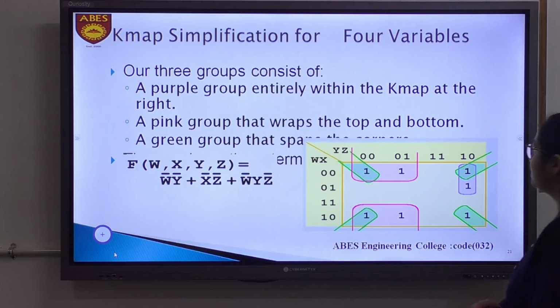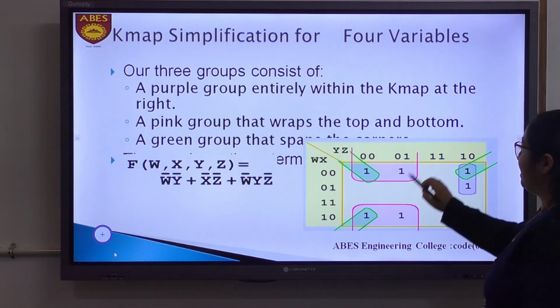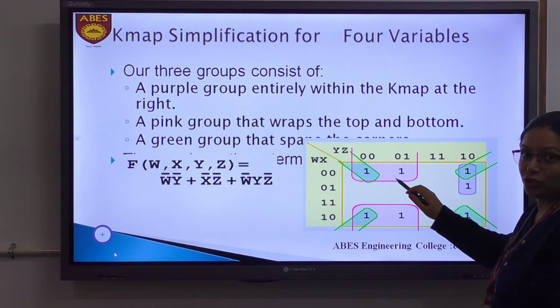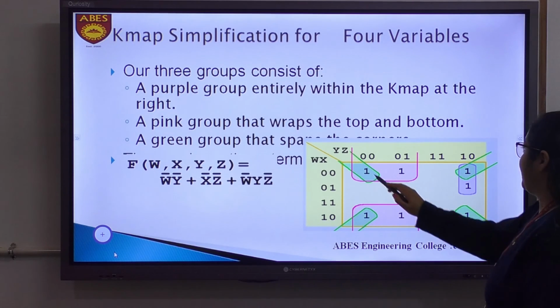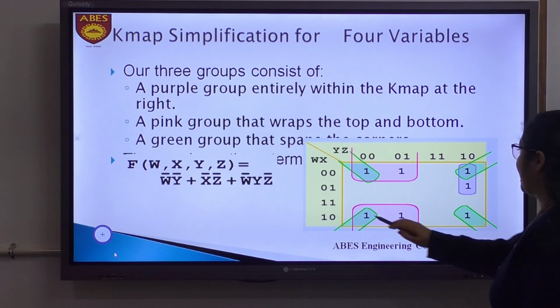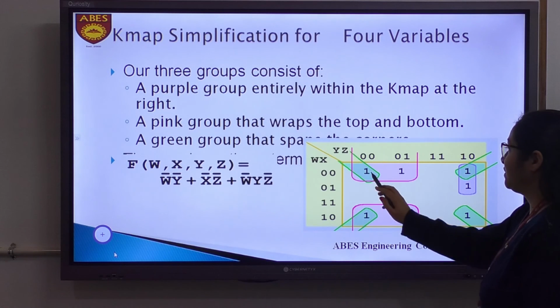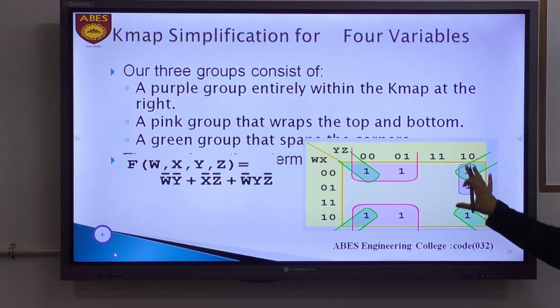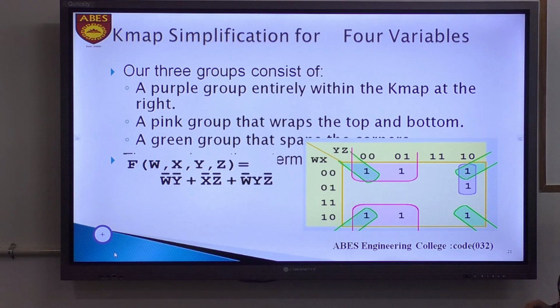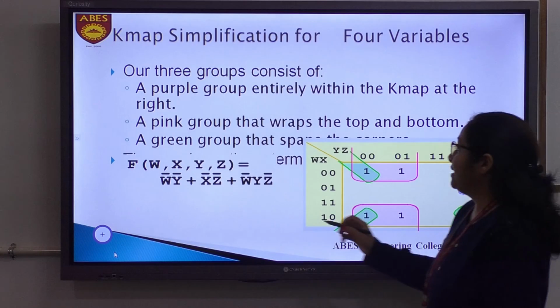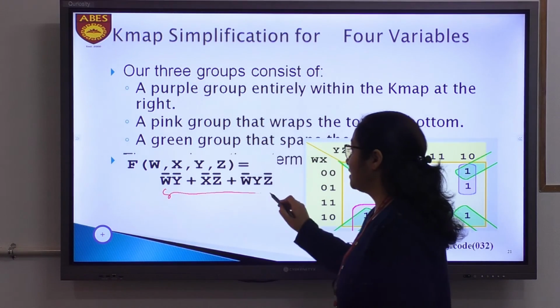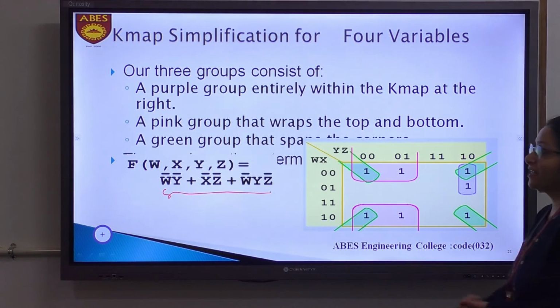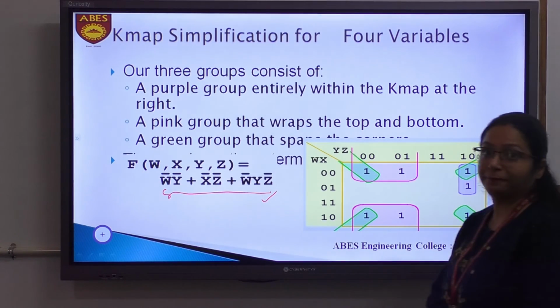As you can see here, this pink area is the adjacent group of 4 ones. Then the diagonal elements group of 4 ones is shown by the green area, and this is a grouping of 2 adjacent ones. And when we solve these 3 shaded areas, what we get is an expression like this, and this is how our Boolean expression got reduced to these 3 terms only.